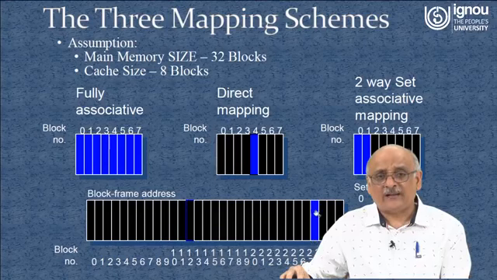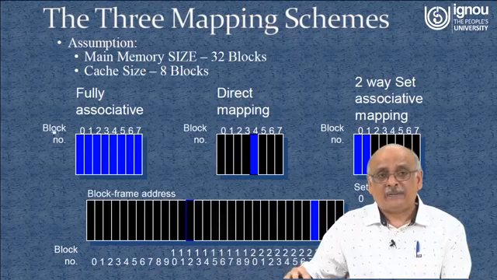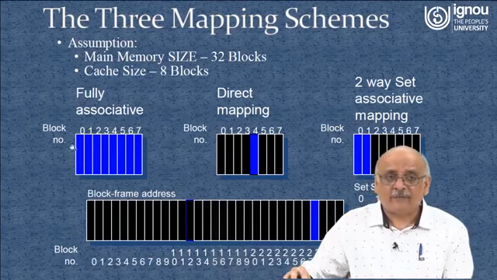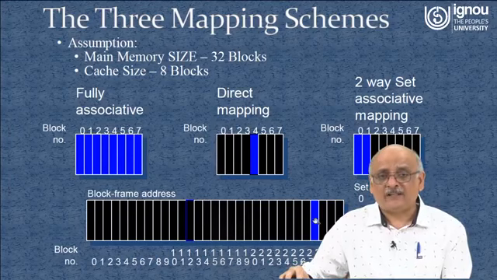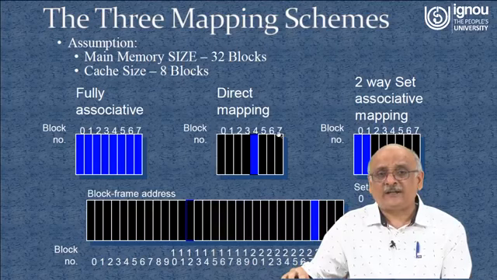Now let's see where block number 28 can be. If the mapping is fully associative, it can be in any of the cache lines, so we have to test every one of these lines to find whether this main memory location is available in the cache or not. If it is direct mapping, then with 8 locations in total, we take 28 mod 8, which happens to be 4. So that is the 4th location where this particular block can be found.